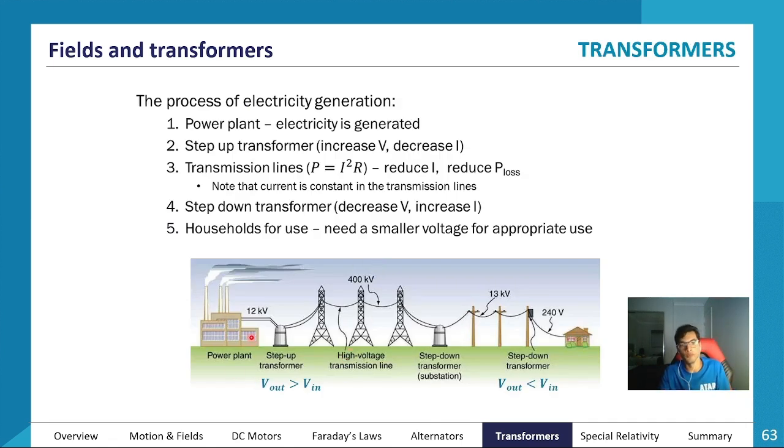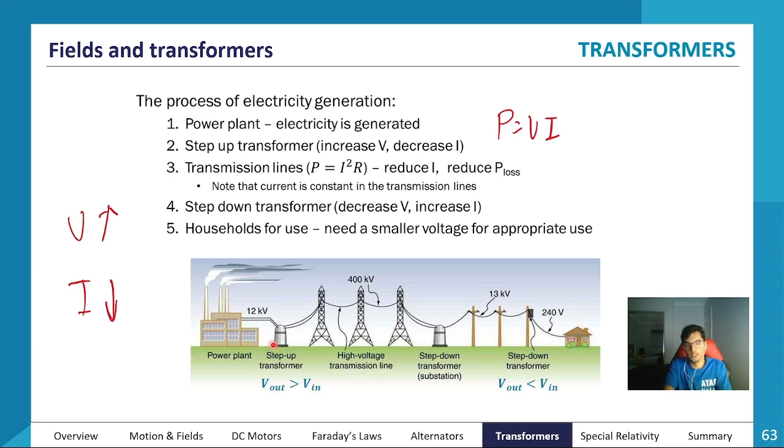In this case, we have a 12,000 kilovolt source, and using a step-up transformer, it goes up all the way to 4,000. When the voltage increases by a certain factor, the current will decrease because they are inversely proportional, since we know P is equal to VI. Since P is constant, if we increase the voltage, the current will decrease. So if we increase the voltage and the current decreases, what happens to this formula?